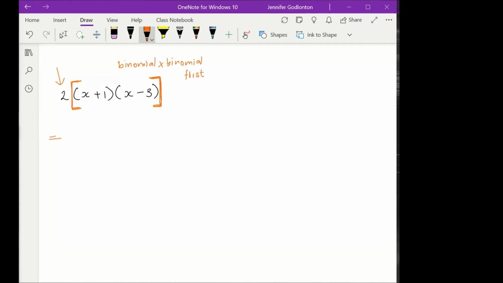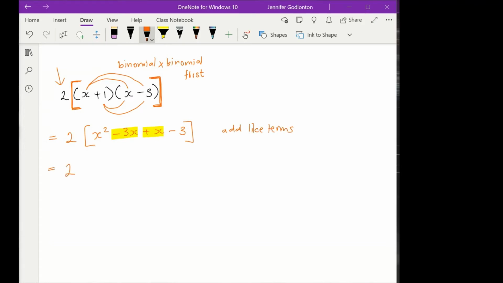Okay, so then I'm going to keep this 2 out here, and I'm just going to work inside this bracket. And I'm going to say x times x, which is x squared, x times -3, which is -3x, 1 times x, which is positive x, and 1 times -3, which is -3. Okay, so all I've done at the moment is my binomial. Now from here, I'm going to add these like terms.